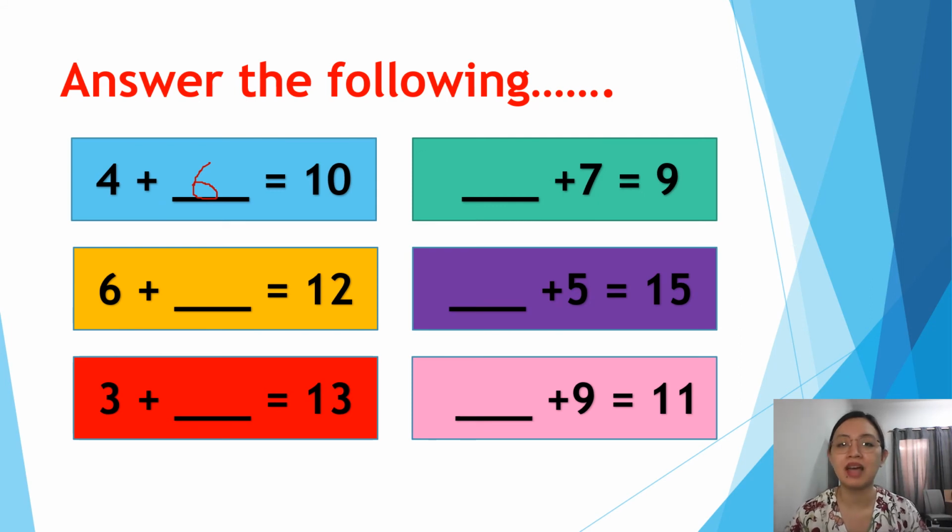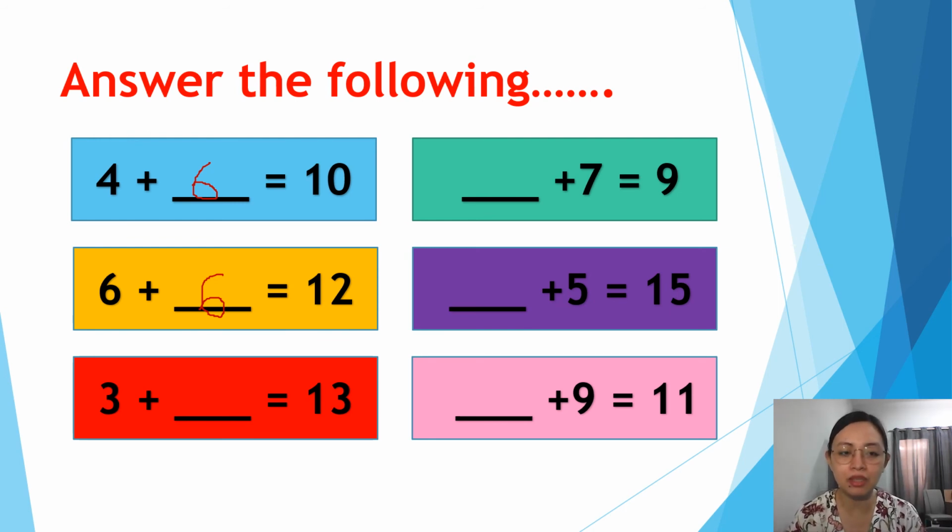How about this one? 6 plus blank is equal to 12. So what is the missing number in this number sentence? So you have to subtract 6 to 12. So 12 minus 6. What's the answer? 12 minus 6. So the correct answer is 6. And if we add 6 plus 6 is equal to 12. Okay, you're doing good, kids.